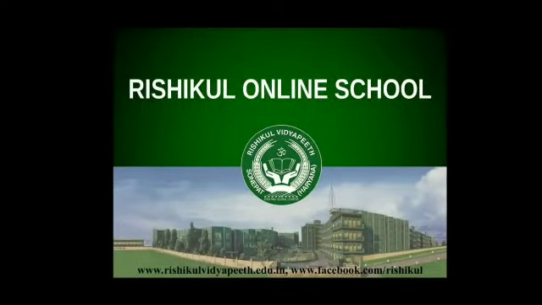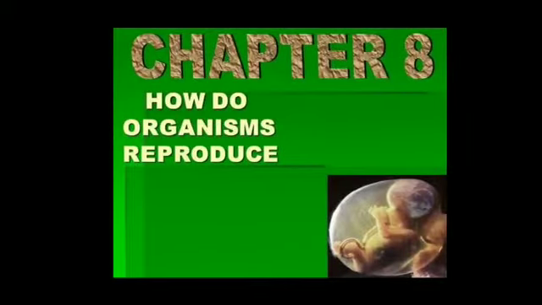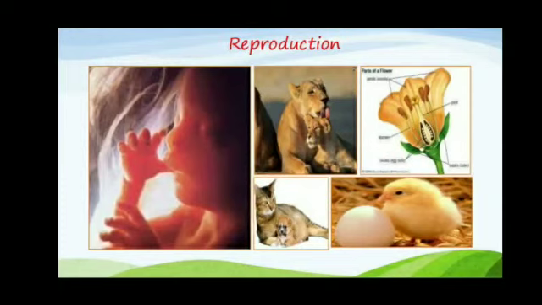We are on chapter 8 of class 10th. How do organisms reproduce? So, you all are familiar with the term reproduction and the main types of reproduction that take place in living organisms. Basically, there are two types of reproduction: asexual and sexual.